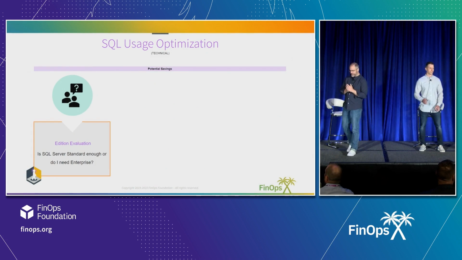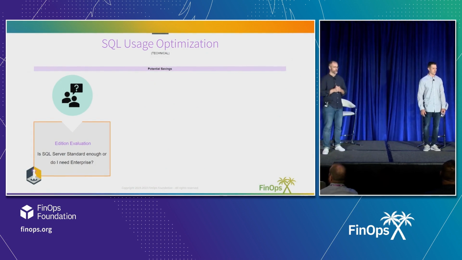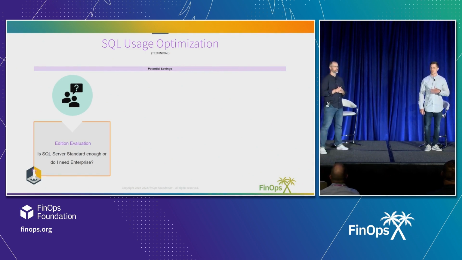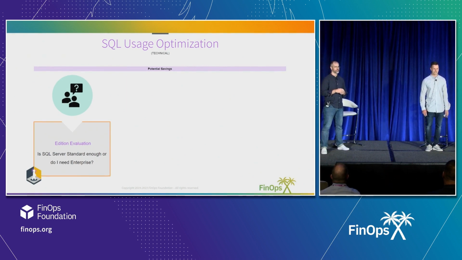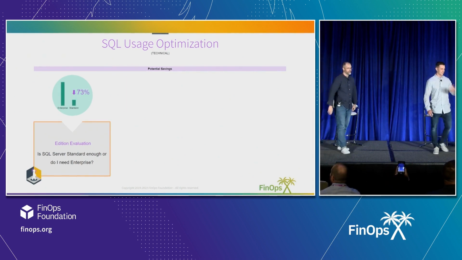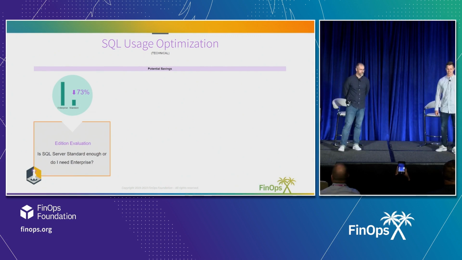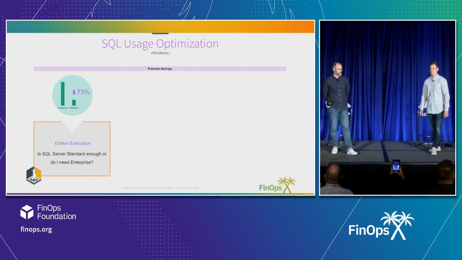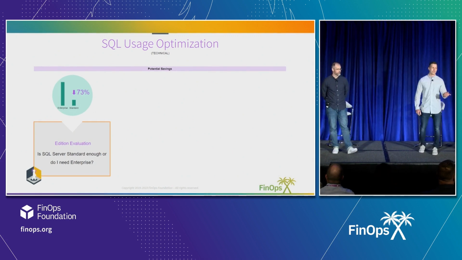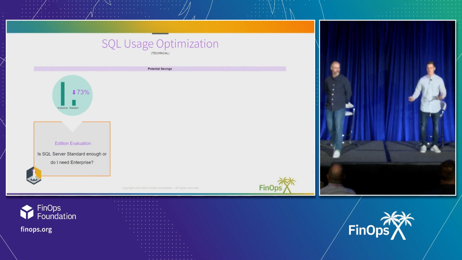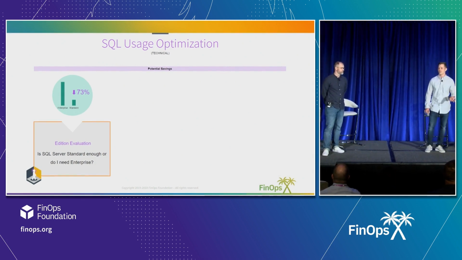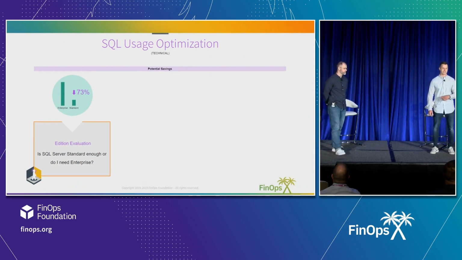All right, so walking through just a few quick more examples on usage optimization. Does anybody know what the price difference is between SQL Server Enterprise and Standard? 4 times? Yeah, that's about right. In percentage, it's about 73% less for a Standard license than for an Enterprise license. And what we found from our customers is that, on average, they need only about 25% of their SQL servers to be on Enterprise licenses.